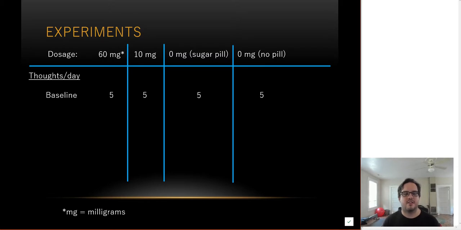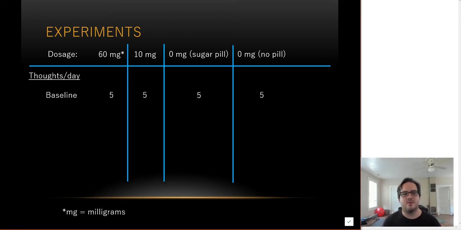So they have 5 self-defeating thoughts per day in each of these groups. So they are uniform across these groups. What we'll then do is, starting at this baseline, we'll then give people each of these interventions. We'll give them the 60 milligrams, 10 milligrams, 0 milligrams.